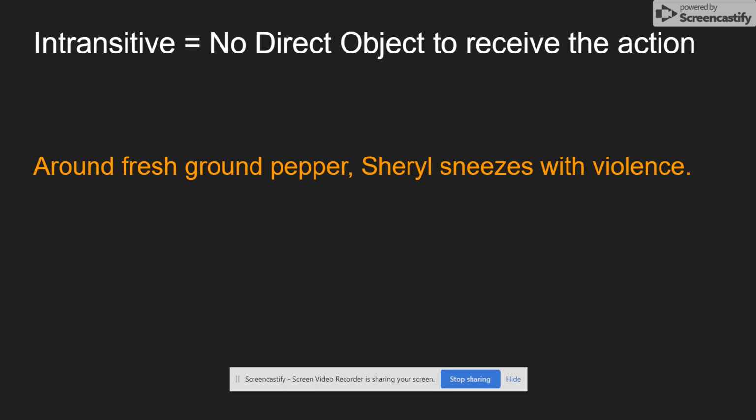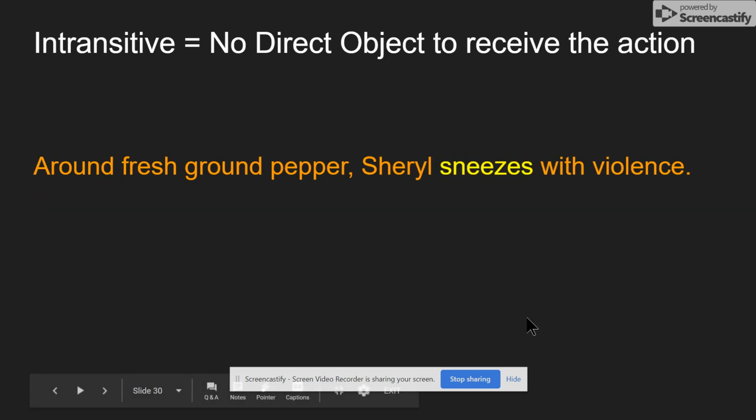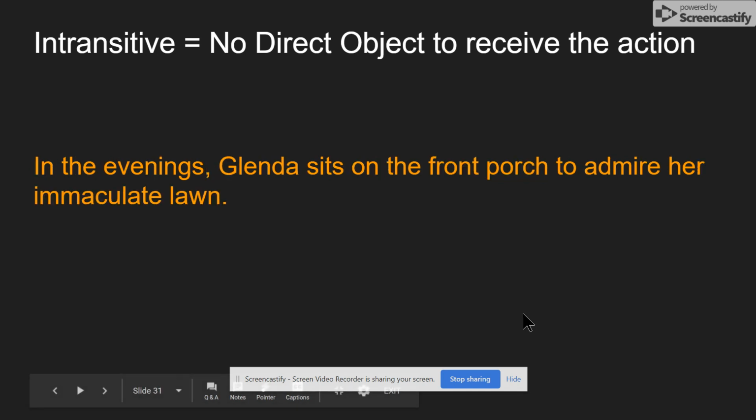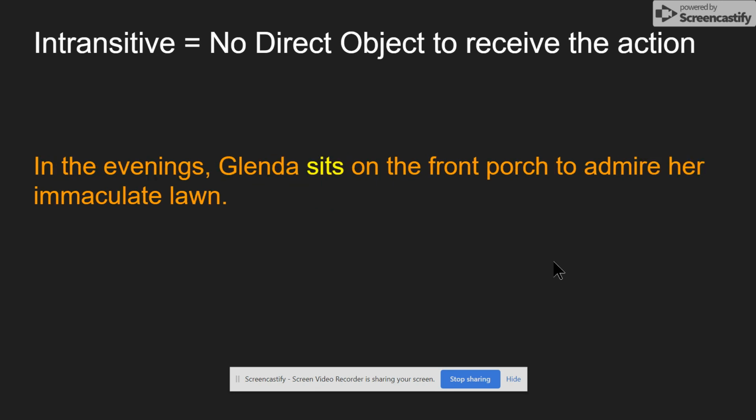Around fresh ground pepper, Cheryl sneezes with violence. We know Cheryl is doing the action. We know sneezing is the action, but there's no recipient of the sneeze. So again, it's intransitive. In the evenings, Glenda sits on the front porch to admire her immaculate lawn. And we know sits is the verb and it is intransitive.